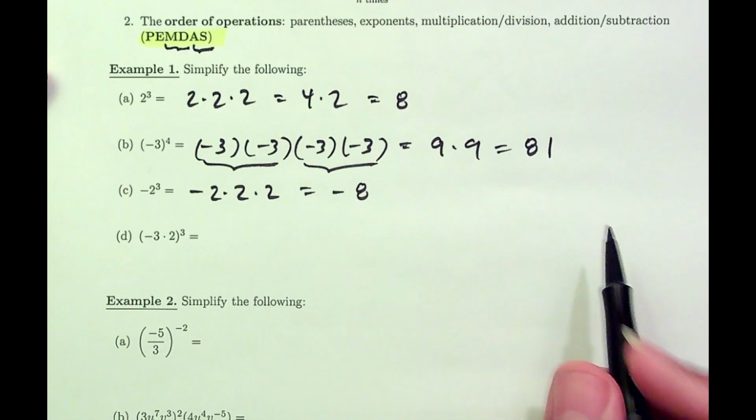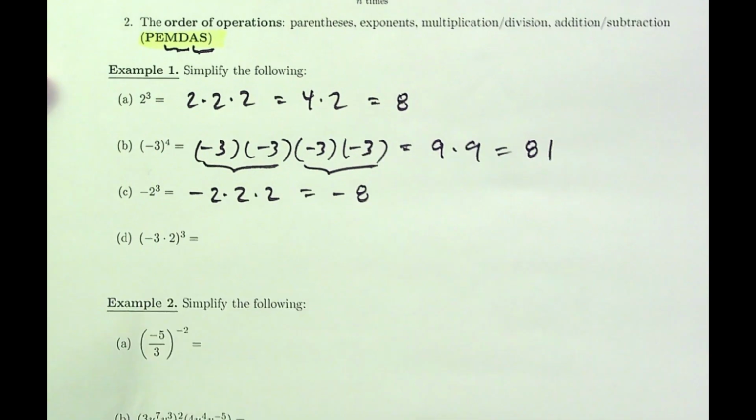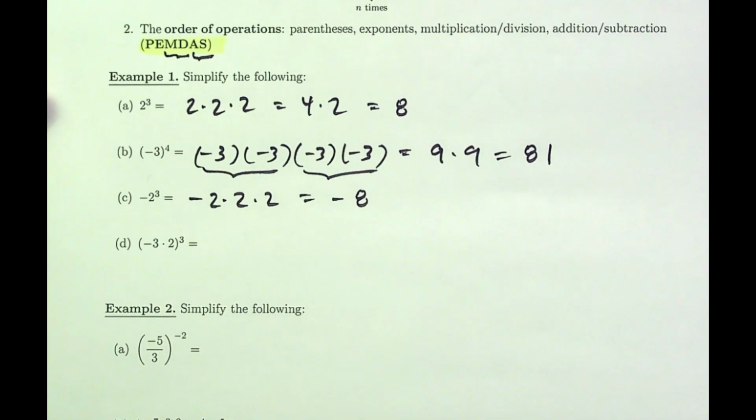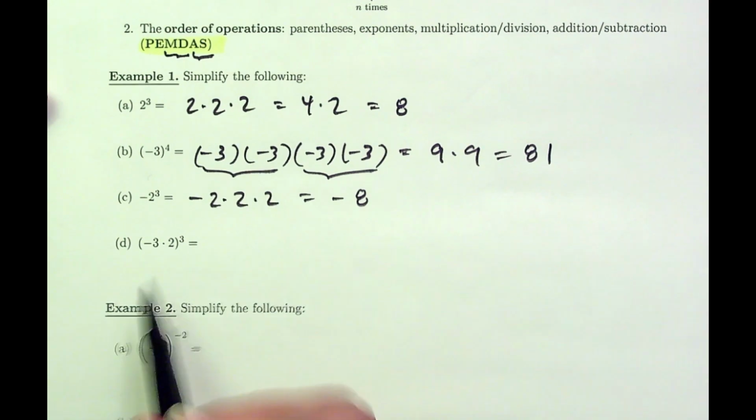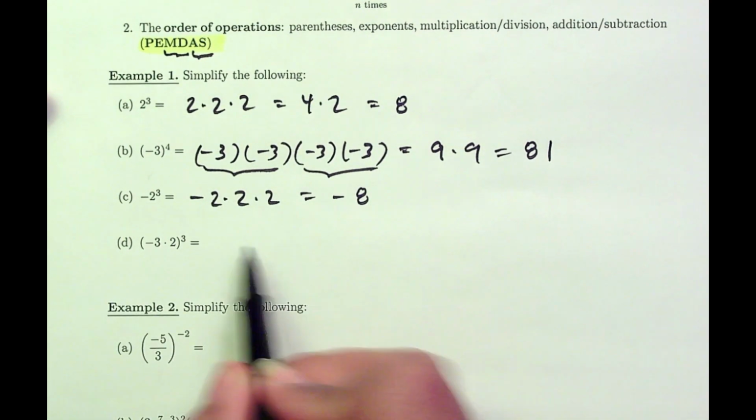Okay, now next, you have this. According to PEMDAS, we're supposed to simplify the parentheses first. So, simplify the parentheses first. Negative 3 times 2 is negative 6.